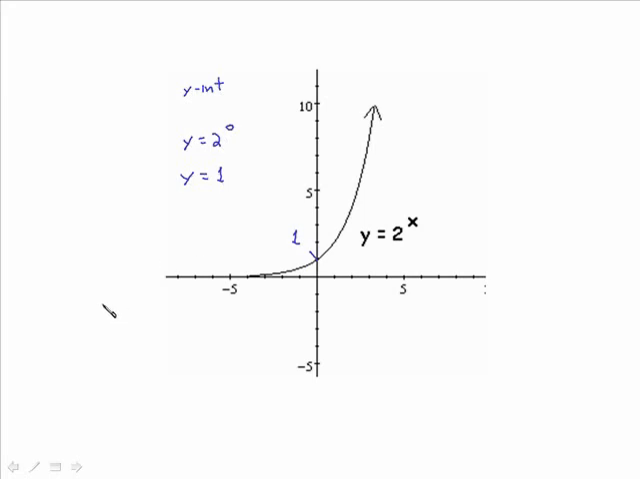You can kind of tell from this graph, because the x-axis is a horizontal asymptote.